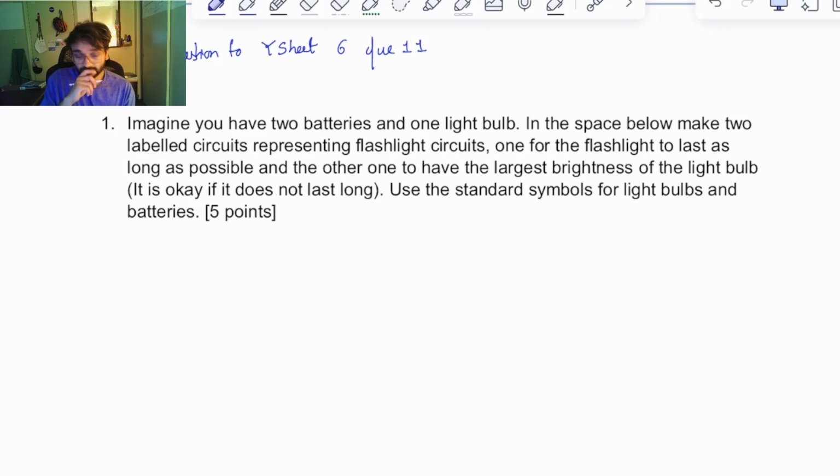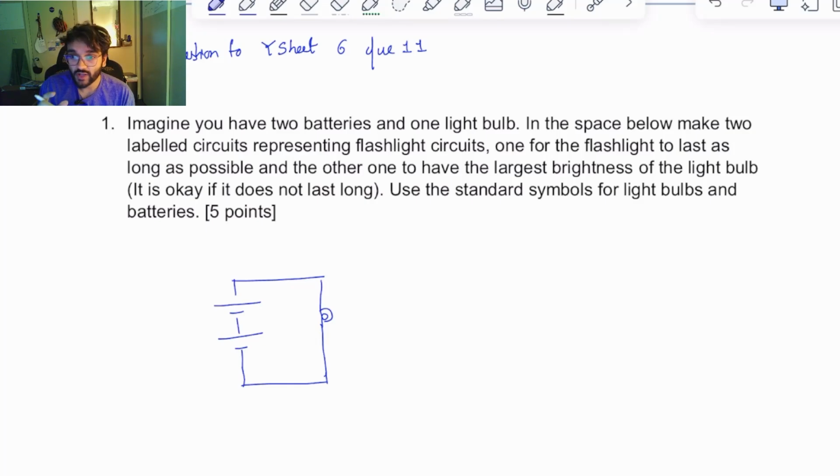So you have two batteries and one light bulb, right? So if you have the two batteries like this, and this is the standard symbol for the batteries, and that is the light bulb, right? So what you're doing is you're summing up the voltage that one battery can provide.